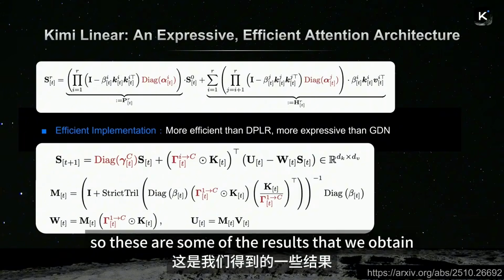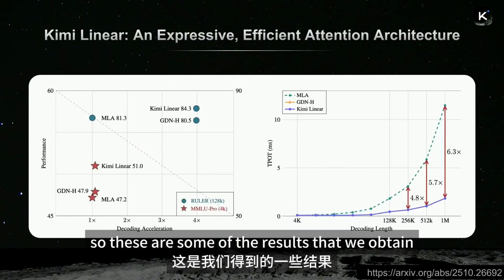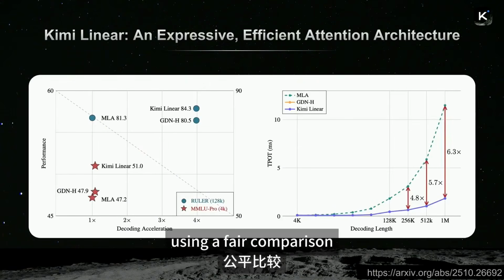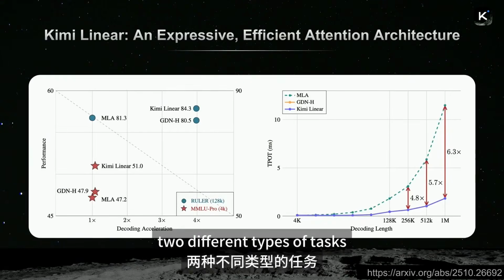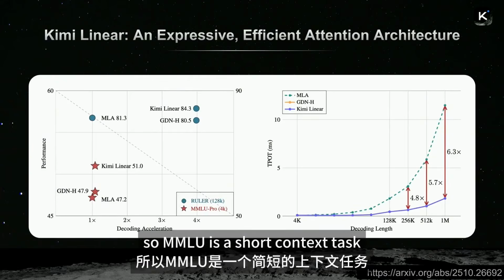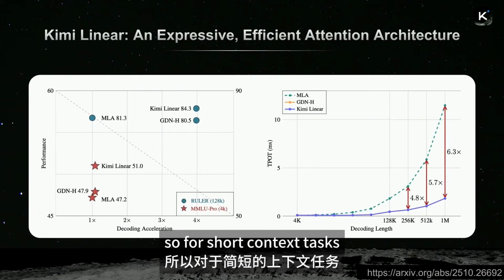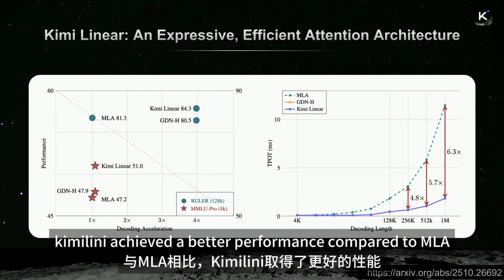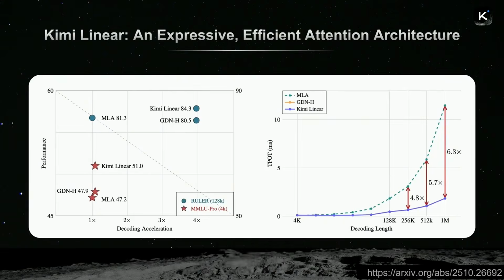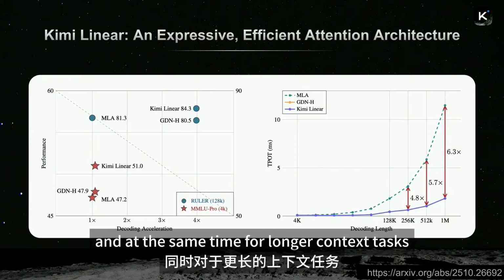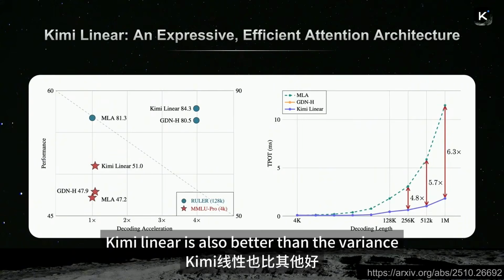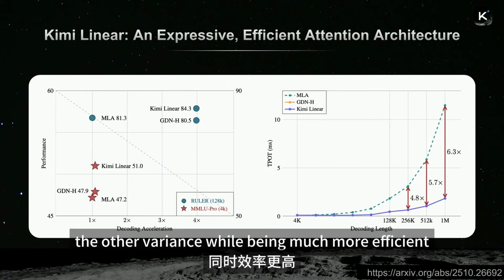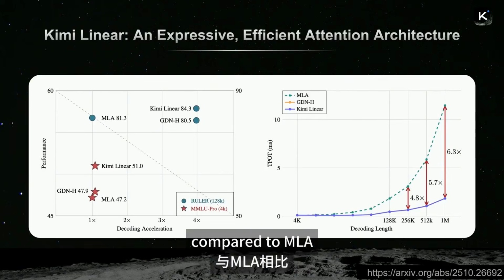more expressive. These are some of the results that we obtained using a fair comparison. On the left-hand side, we see the performance on two different types of tasks. MMLU is a short context task. For short context tasks, Kimi Linear achieved better performance compared to MLA and GDN. And for longer context tasks, such as RULER, Kimi Linear is also better than the other variants, while being much more efficient compared to MLA.